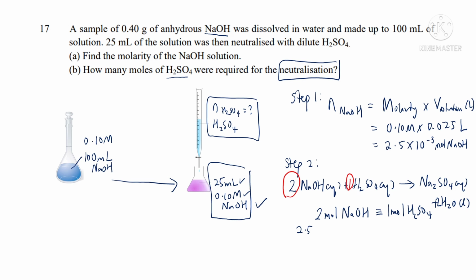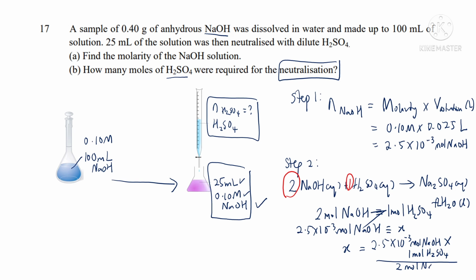Now we have 2.5 times 10 to the power of -3 moles of NaOH. That will require X moles of sulfuric acid. And how do we find X? So mathematically, we can do cross multiplying. 2.5 times 10 to the power of -3 mole of NaOH multiplied by 1 mole of sulfuric acid, divided by 2 moles of NaOH. So moles of NaOH can cancel out to give us the moles of sulfuric acid as 1.25 times 10 to the power of -3 moles of sulfuric acid.